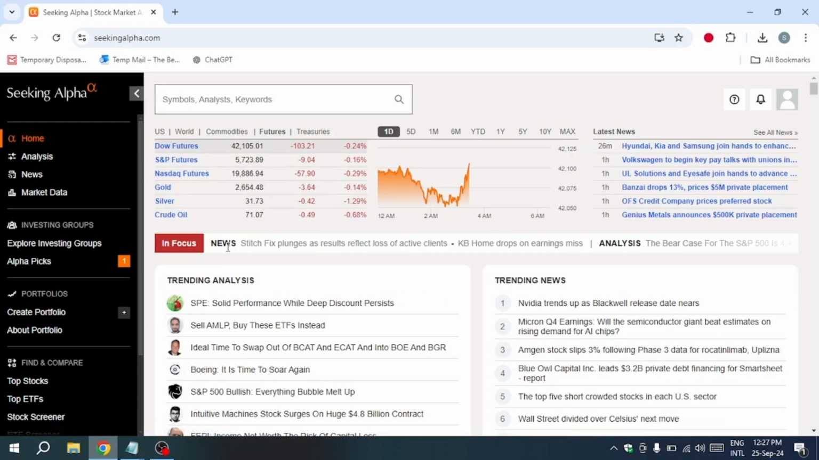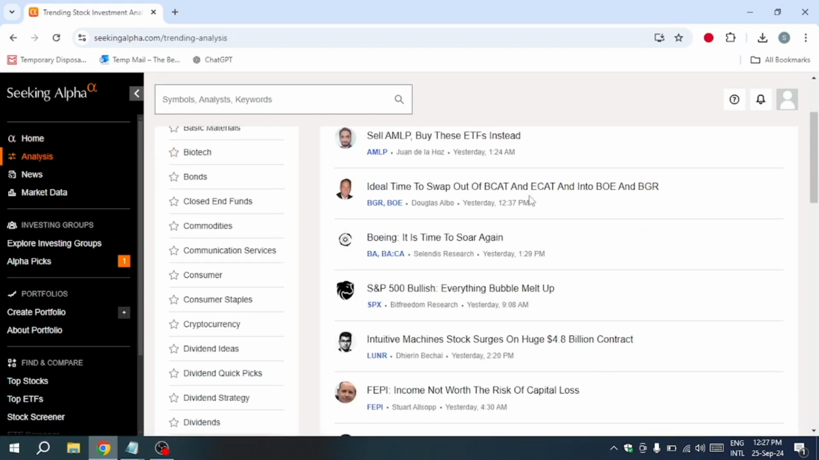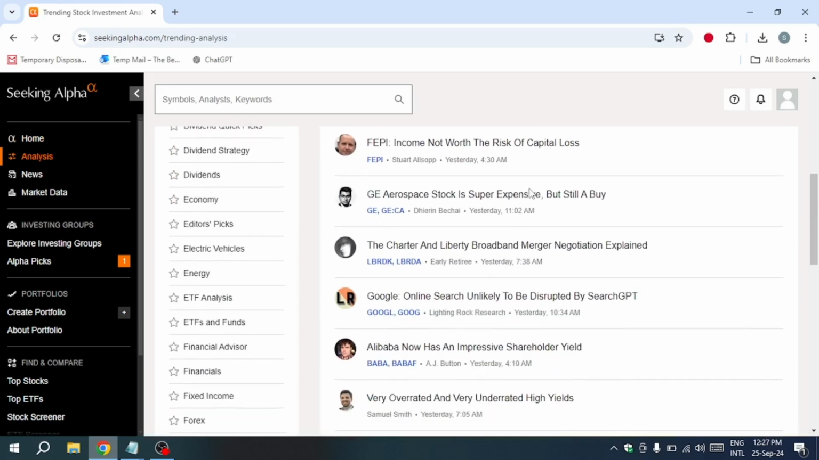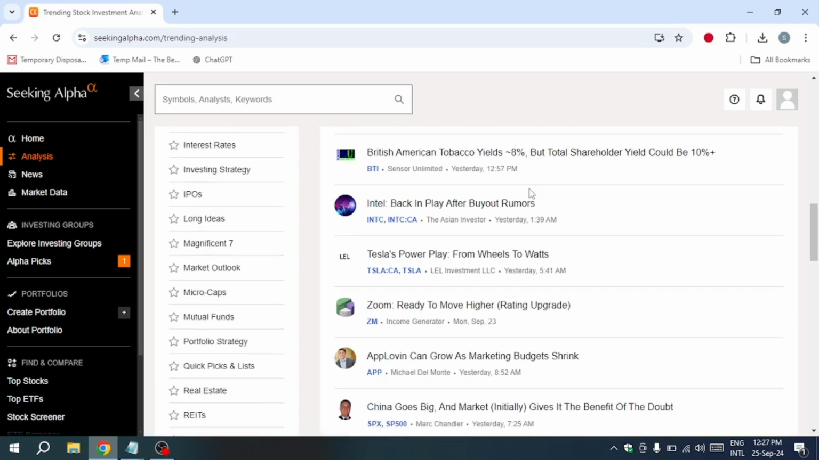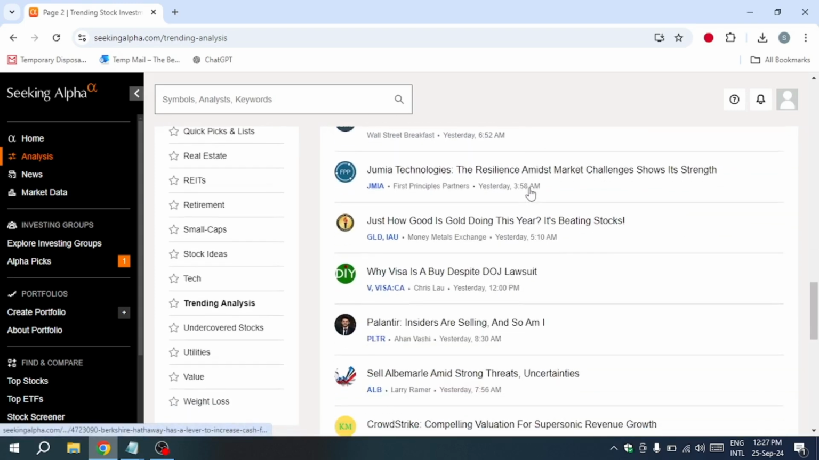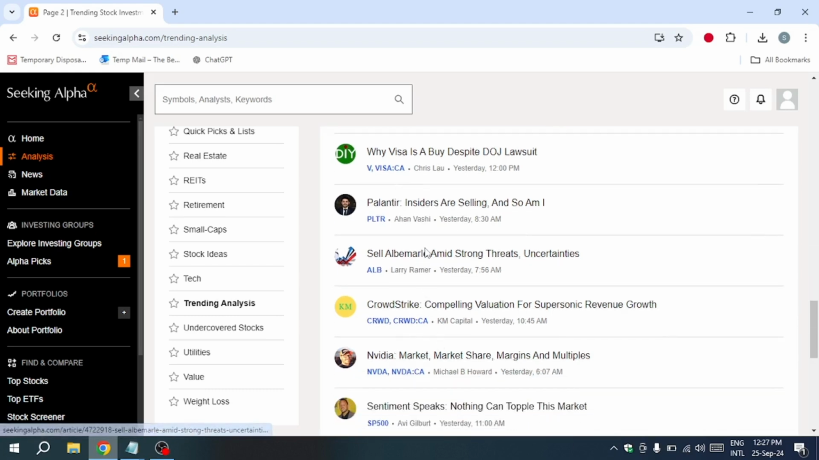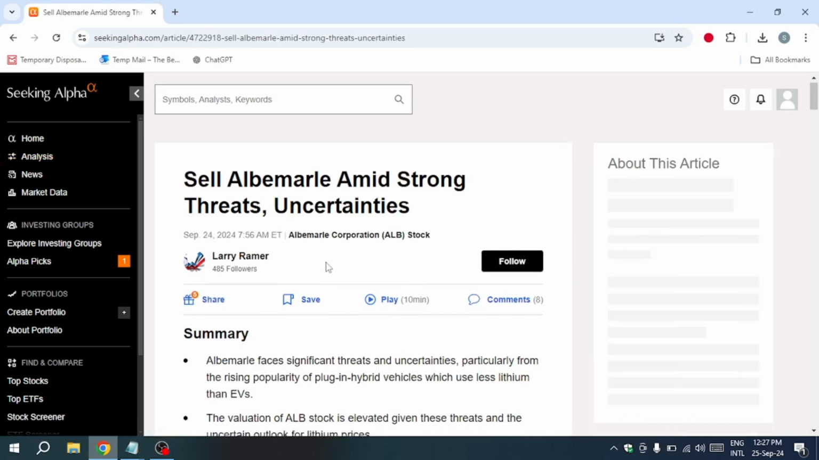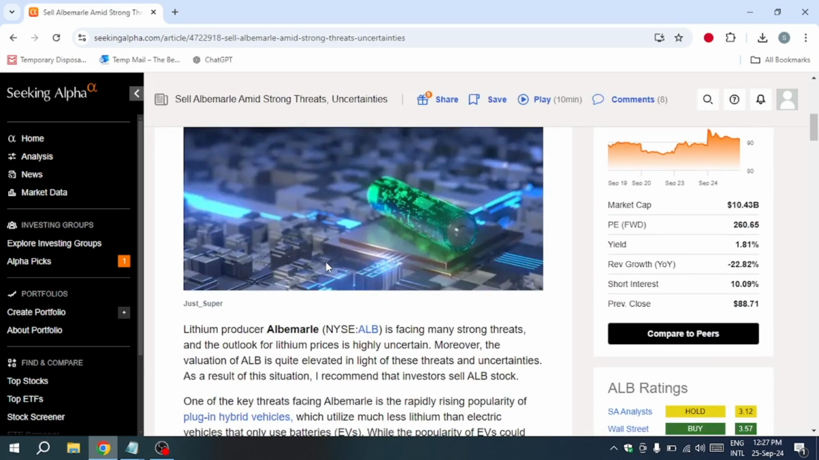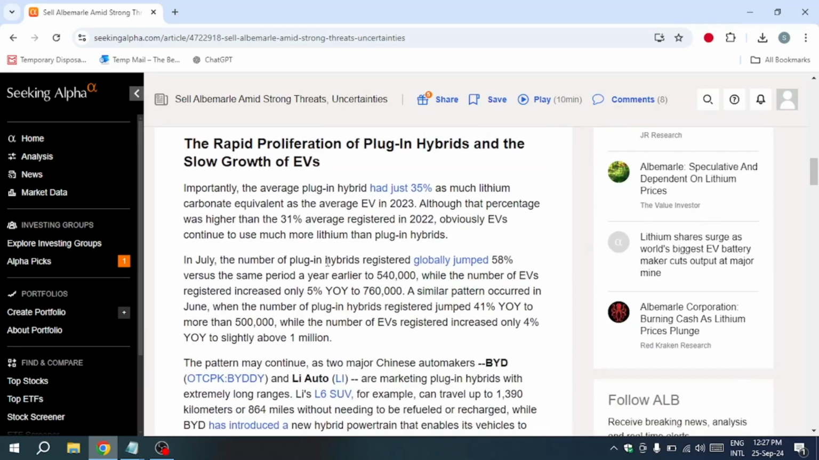When you first log into your premium account, you'll be greeted by the homepage. This area is essential as it showcases the latest stock market news, trending analyses, and popular articles generating buzz among investors. I highly recommend starting your day here, especially if you're looking for fresh stock ideas or keeping tabs on your portfolio. As you scroll through, you'll encounter articles from various contributors, each offering their unique take on the market and specific stocks. When you click on an article, you're diving into a deep analysis that can significantly enhance your understanding of a particular stock or sector.